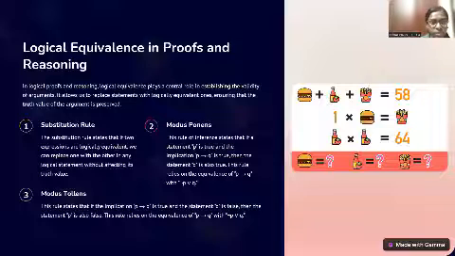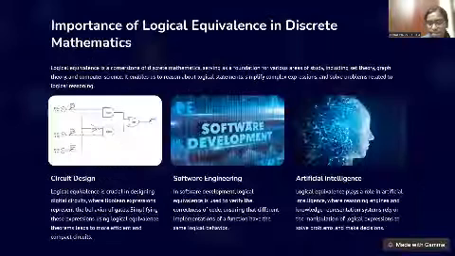The second one is modus ponens. This rule of inference states that if a statement P is true and the implication P implies Q is true, then the statement Q is also true. This rule relies on the equivalence of P implies Q with not P or Q. Then modus tollens. This rule states that if the implication P implies Q is true and the statement Q is false, then the statement P is also false. This rule relies on the equivalence of P implies Q with not P or Q.